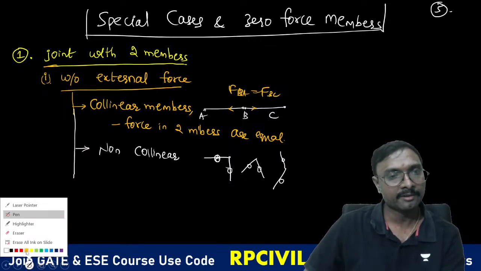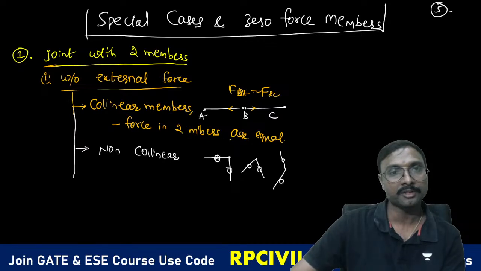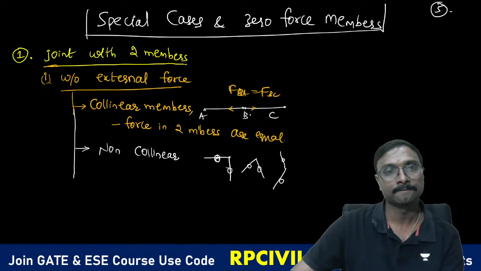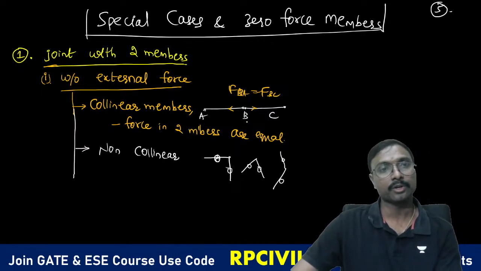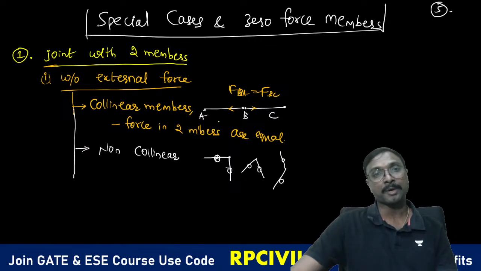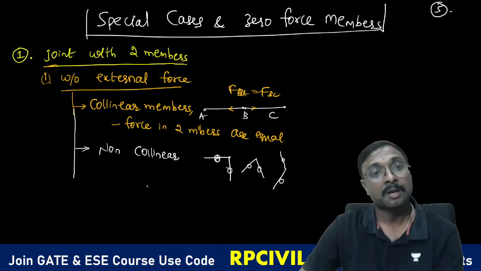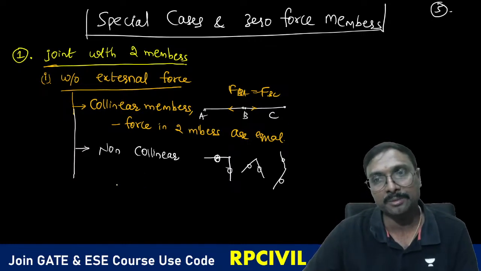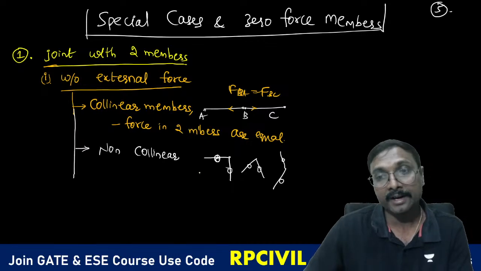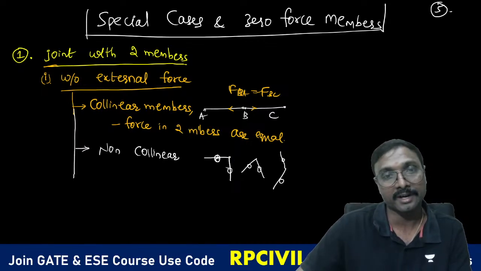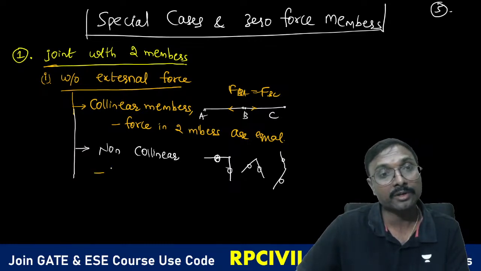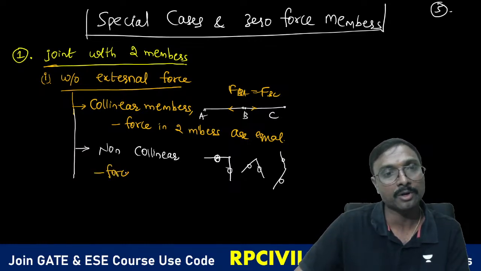Whenever these are non-collinear members, what happens? BA and BC being collinear members, the force in the member BA will be equal to force in the member BC. But here non-collinear means they are not the same, no? Without external force, force in this member, nobody is balancing. Force in this horizontal member, nobody is balancing, right? Therefore, forces in two members will be 0, no?